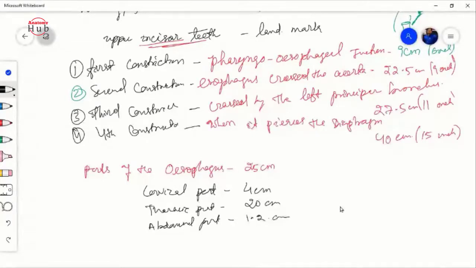Okay, so here the cervical part extends from the lower border of your cricoid cartilage to the posterior border of the manubrium sterni. Then the thoracic part extends from the superior border of the manubrium sterni to the esophageal opening of the diaphragm, right?